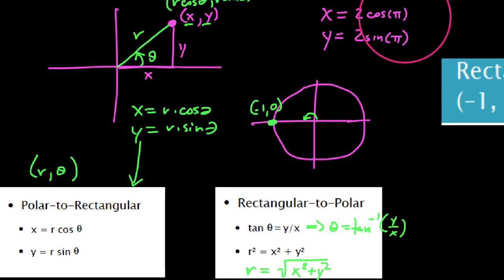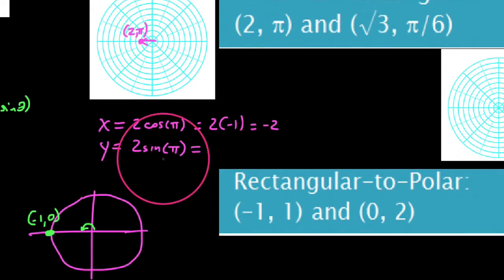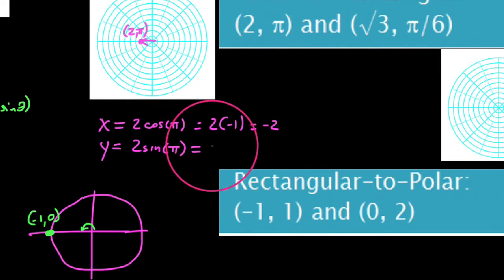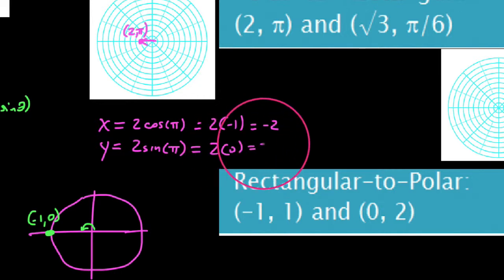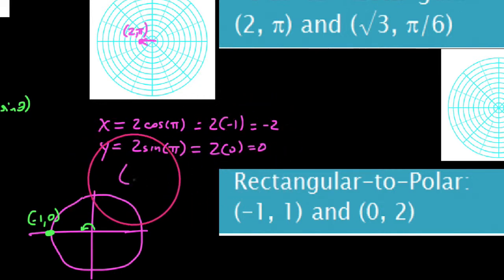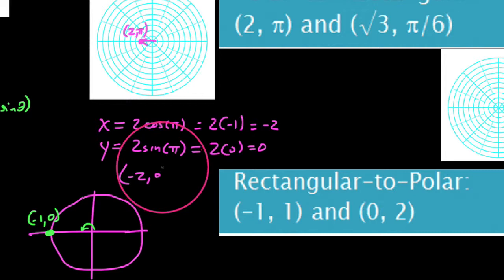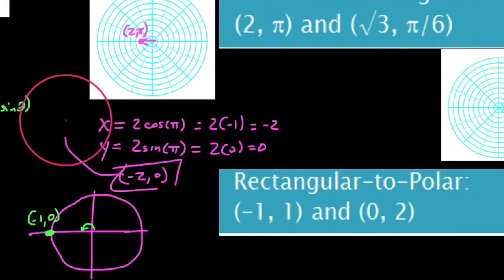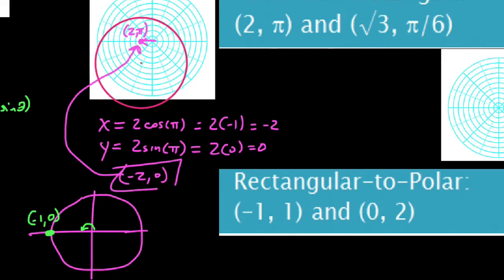So cosine here looks like we get negative 1. We get 2 times negative 1, which is negative 2. And our y value would be 2 times the sine of pi, which is 0. We get 2 times 0, and we get 0. So what this means is our point here is basically negative 2 comma 0. And I would say, dear audience, can you see how that would be negative 2, 0 in the rectangular coordinate plane? I'd say, yeah, I think that most of you can.